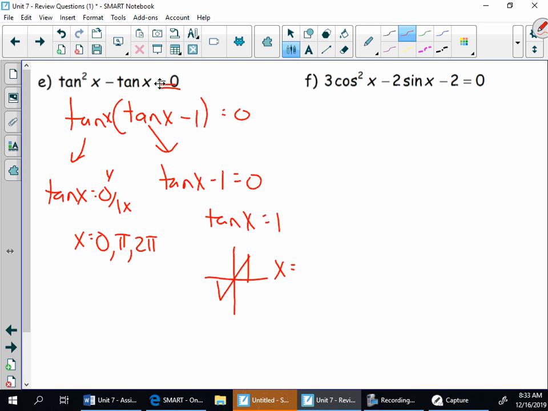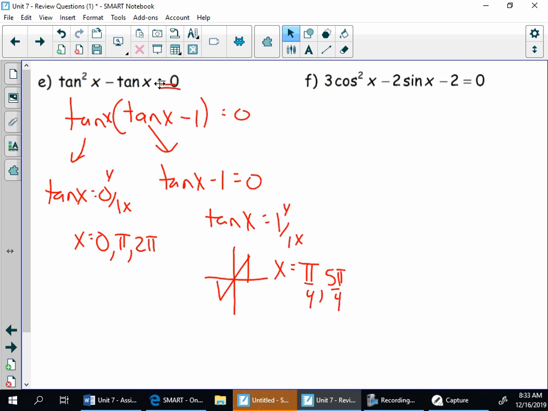But it's still a unit circle question. It's where your y value and your x value happen to have the same numbers, which in this case they're the root 2's. So if we look that one up, we should have pi over 4 and 5 pi over 4. And try the next one.